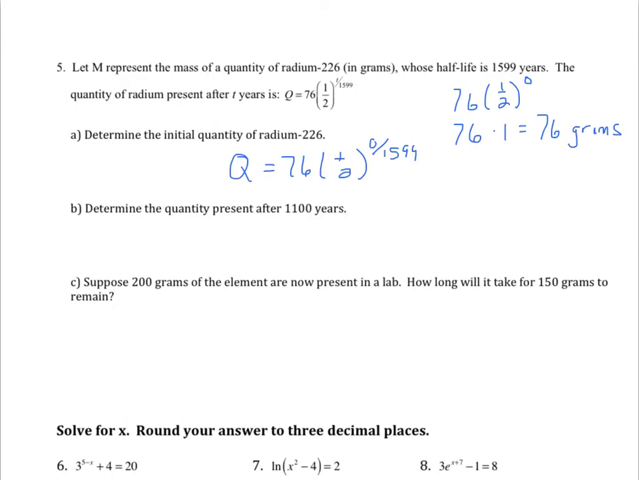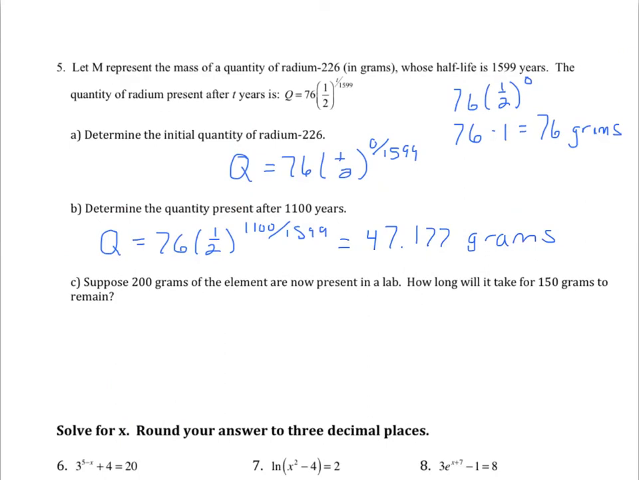Determine the quantity present after 1,100 years, so that's what we would plug into t. So Q will equal 76 times 1/2 to the 1100 all over 1599. And you can just plug that directly into your calculator. So that will equal 47.177 grams.